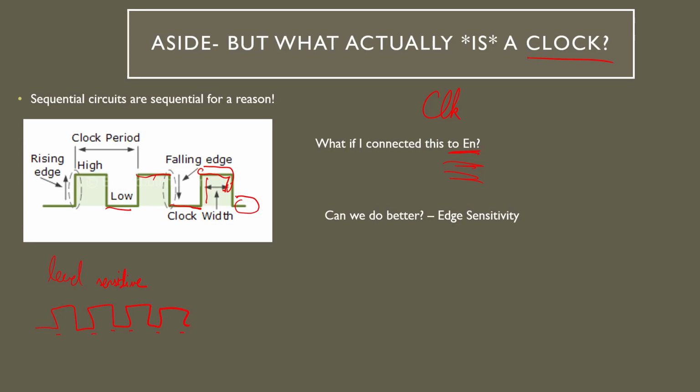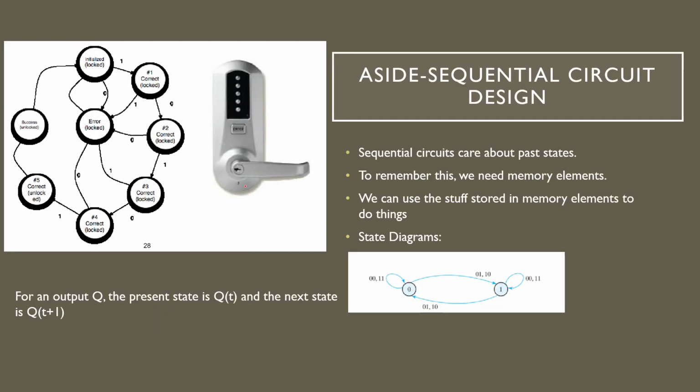And it will freeze those in memory until the next clock pulse arrives. Another aside, sequential circuit design. Sequential circuits care about past states, and we need memory elements for these past states. So often we use something called state diagrams to represent all these past states.